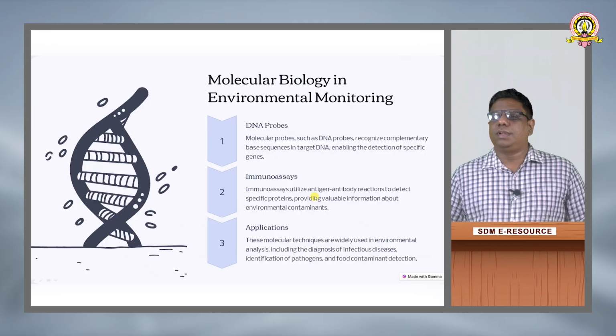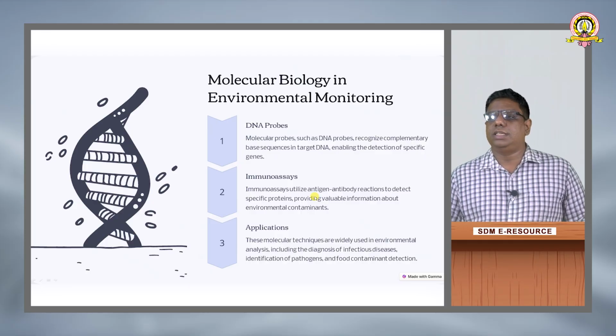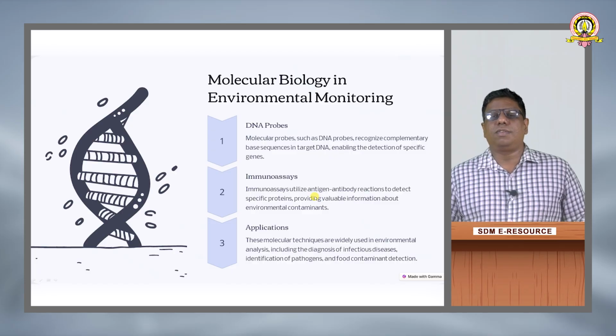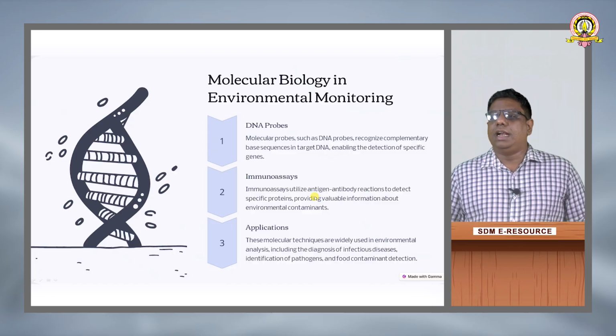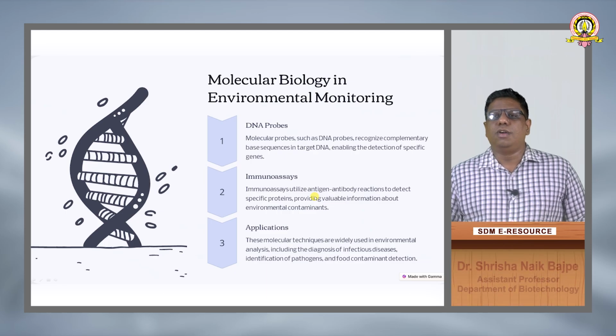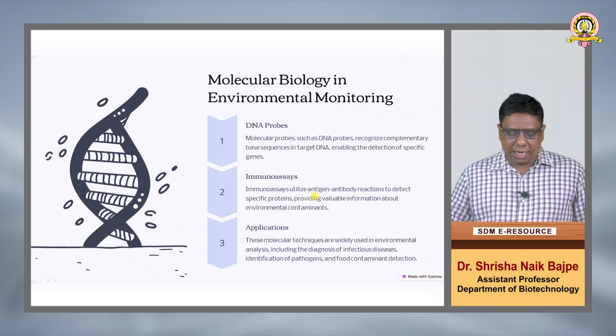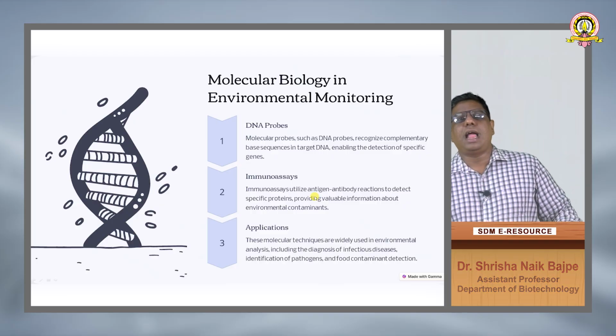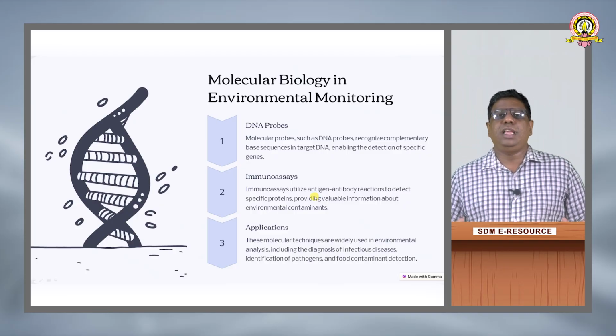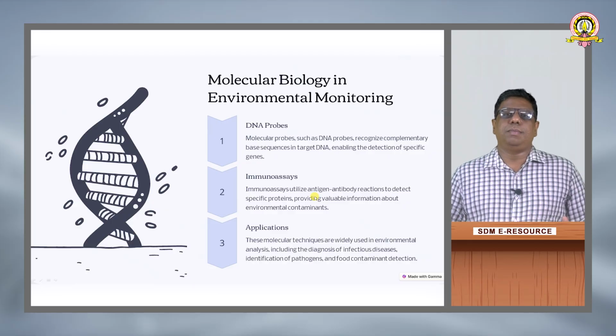These are some of the methods used in the detection of chemical mutagens. These molecular techniques are widely used in environmental analysis, including the detection of infectious diseases, identification of pathogens, and food contamination. By this we can conclude that these molecular and cellular methods are very useful in detecting chemical pollutants. Thank you.